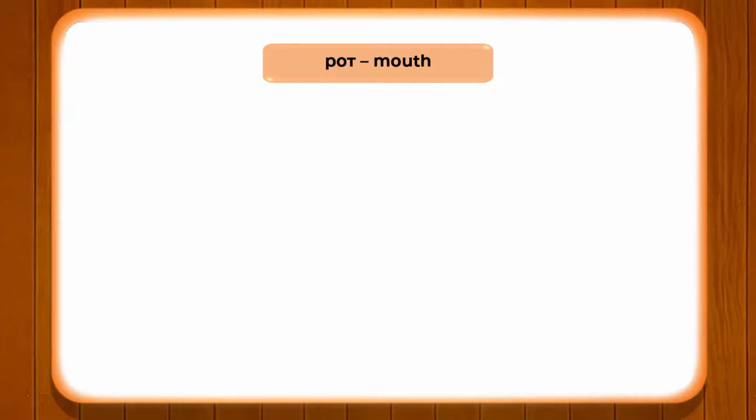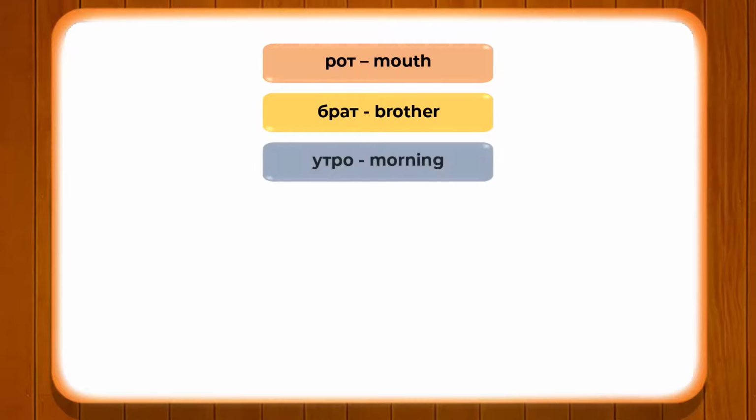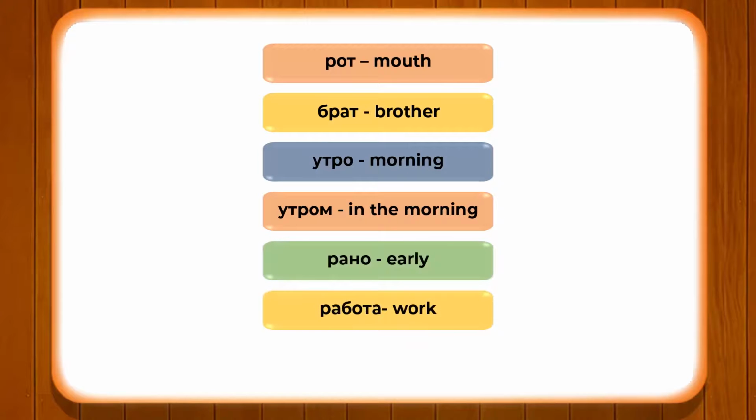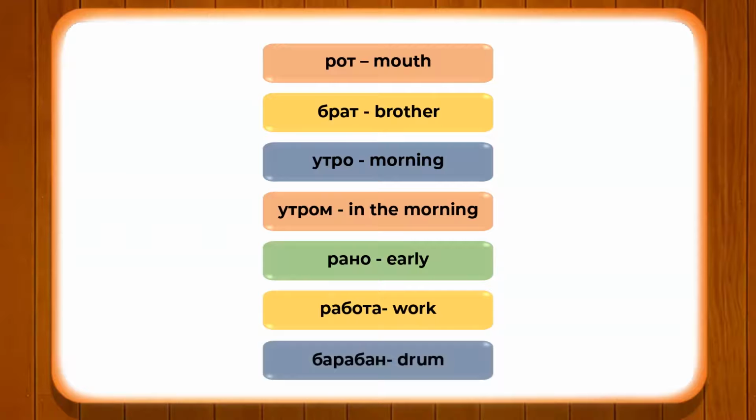Rot, which means mouth, brat means brother, utro means morning, utrom means in the morning, rana which means early, rabota which means work, and baraban which means drum. Okay, let us go ahead and see them in the form of a sentence.